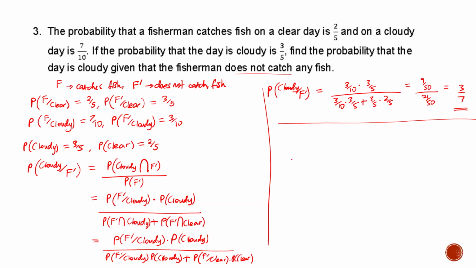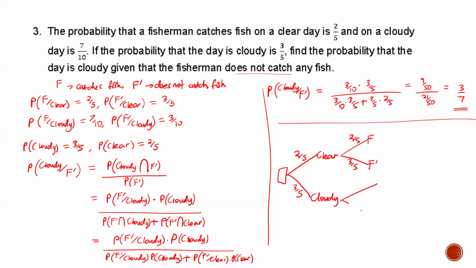But for some people, it's not very easy to understand. And so a tree diagram would suffice. So we start by splitting first into it being clear and it being cloudy, because those are like the base conditions, if I could say so. This is 2 out of 5, and this is 3 out of 5. And when it's clear, the probability that he catches fish is 2 out of 5. Exactly. So this leaves this as 3 out of 5.